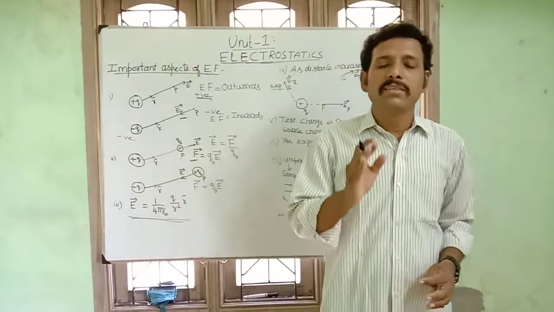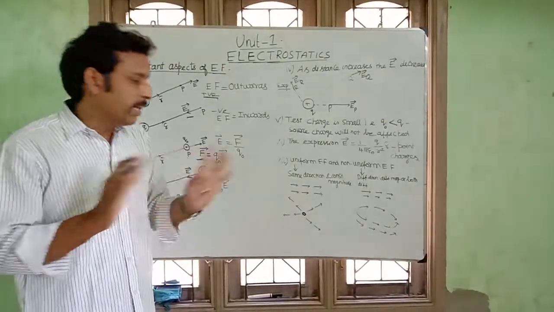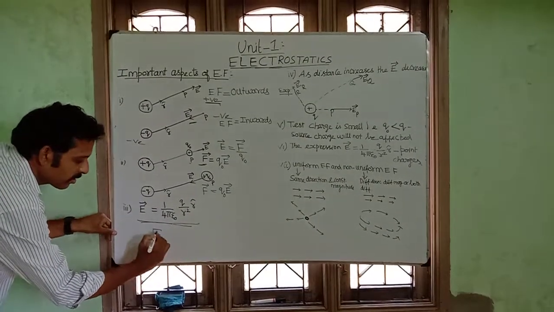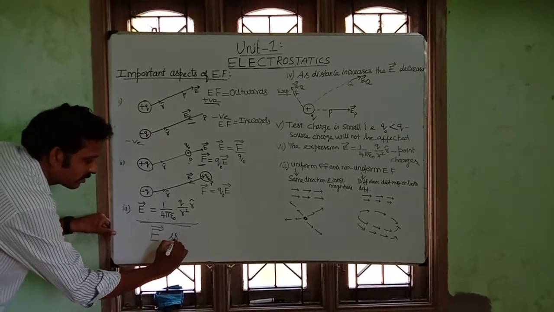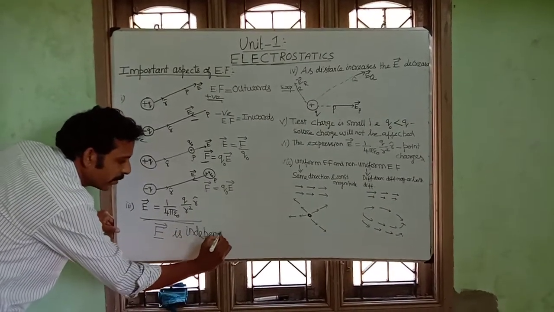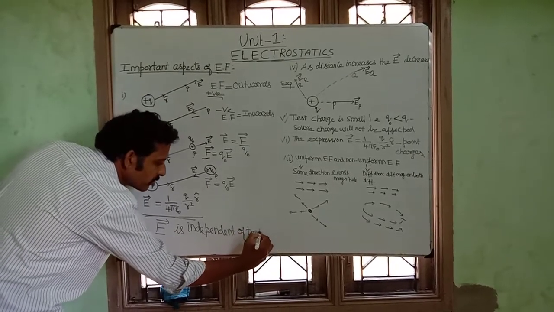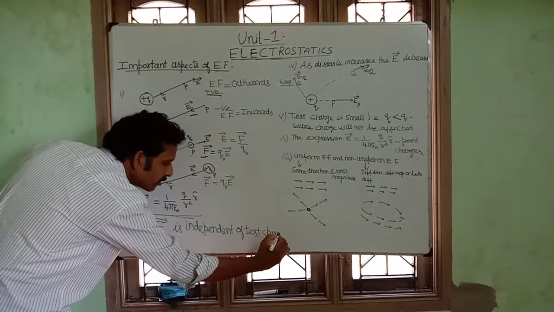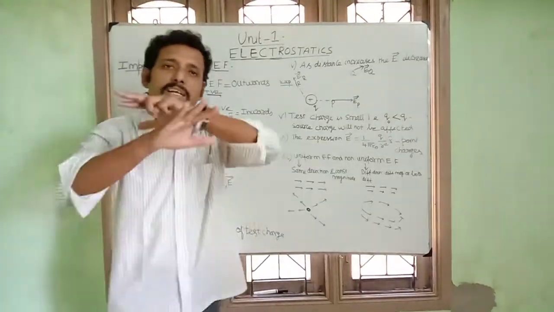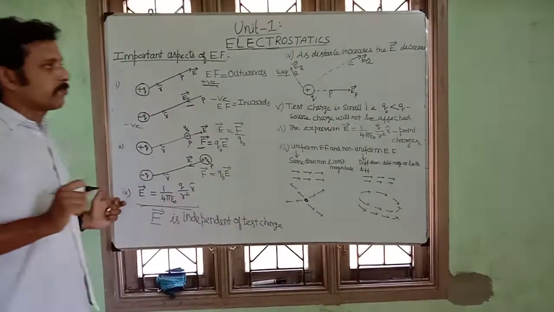From that, it is clear that the electric field E vector is independent of the test charge. That means it does not depend on the test charge. So the test charge is not in the equation. So the electric field does not depend on the test charge. Okay, so these are the three concepts, friends.